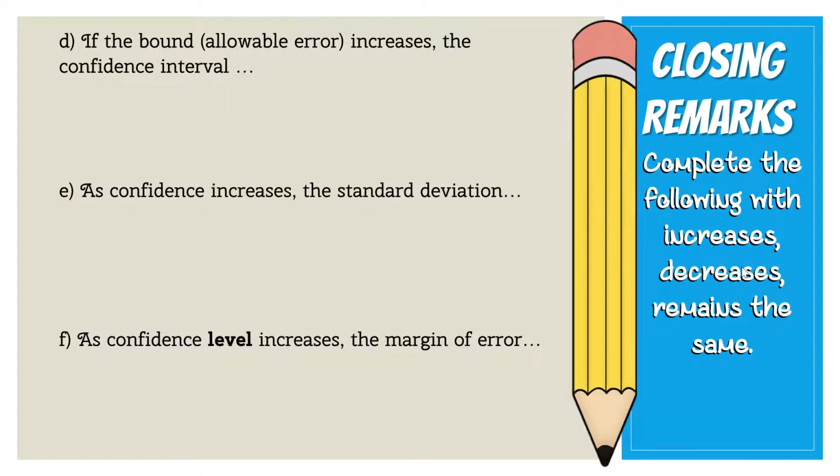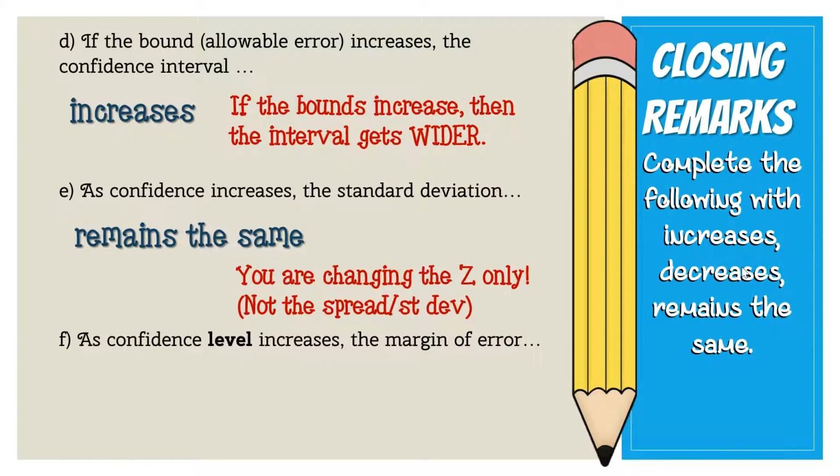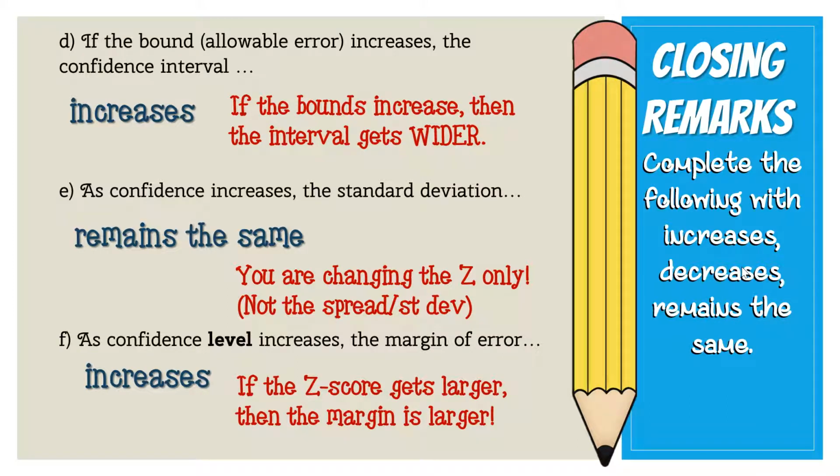Welcome back. So if the bound or allowable error, so think of it like the margin of error, increases, then your confidence level increases. Again, more error, bigger interval. As the confidence increases, your standard deviation remains the same. That's okay. If you're just increasing the confidence, you're just affecting the z-score. You're not changing the spread or the standard deviation. And the last one, as confidence level increases, your margin of error should also increase. You're more confident, therefore your margin is much larger because your z-score is getting large.